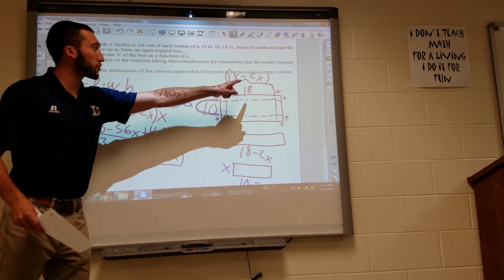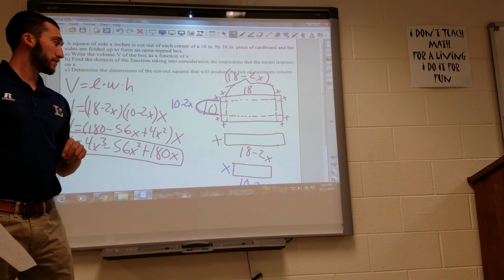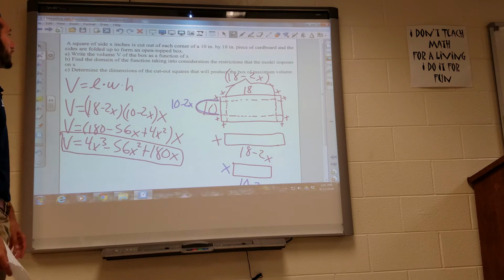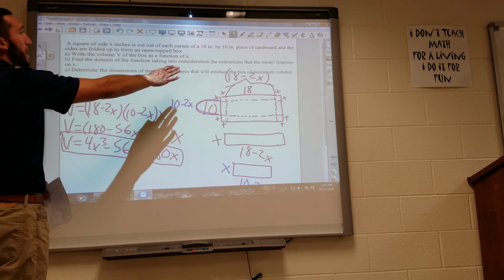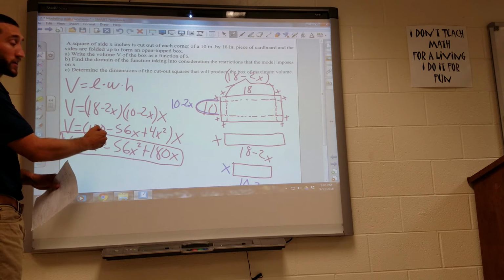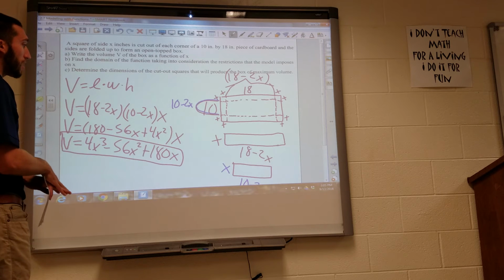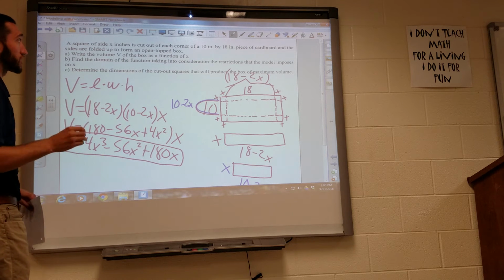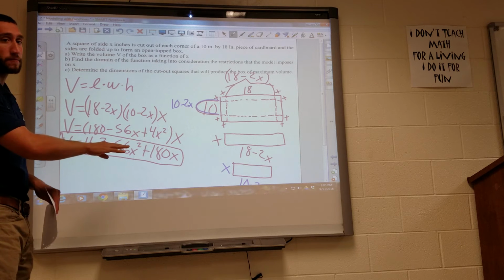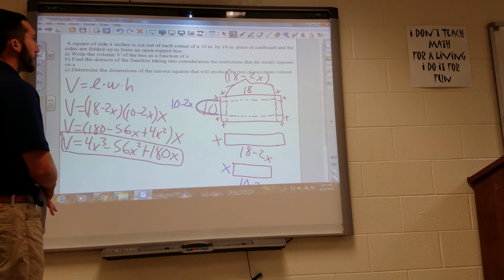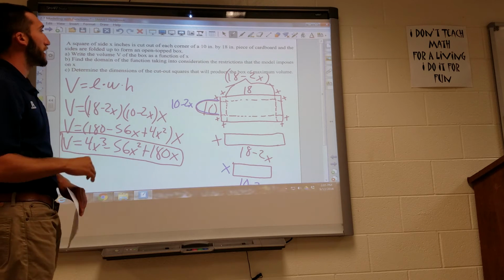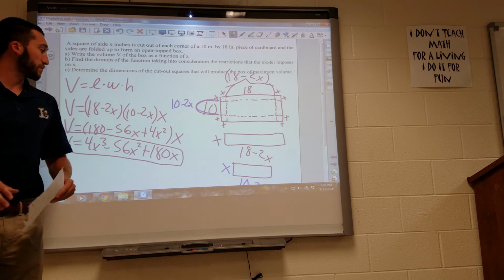So all I did was multiply length times width times height, right? I got my volume. Then they want me to find the domain of the function. So I'm going to go ahead and graph this for you, and I'm going to show you the domain of the function. So let me go into Desmos so I can show you the best looking graph that I can find. You can also do it on a TI-83, that's what I did. And then we can find the domain of the function, then we'll find the maximum volume.